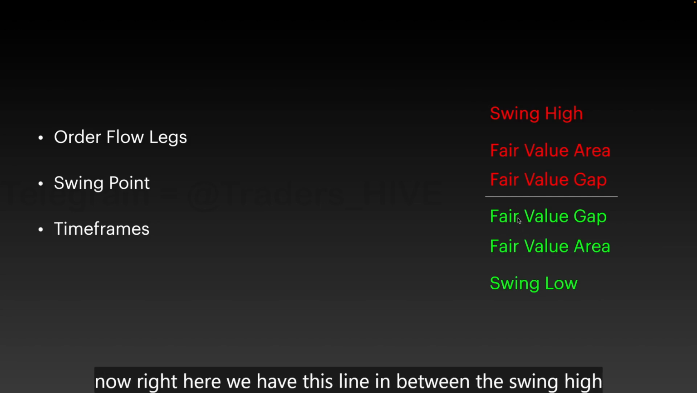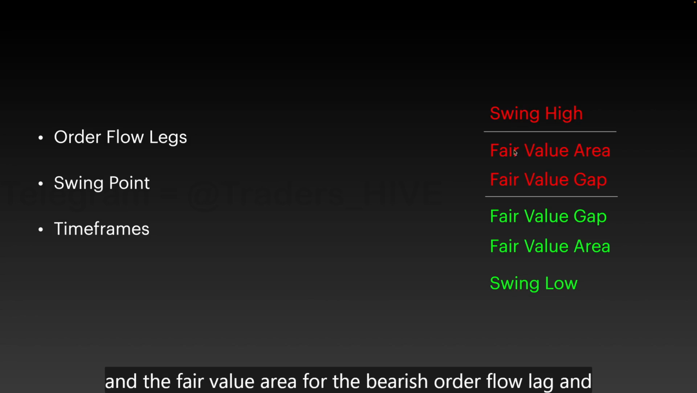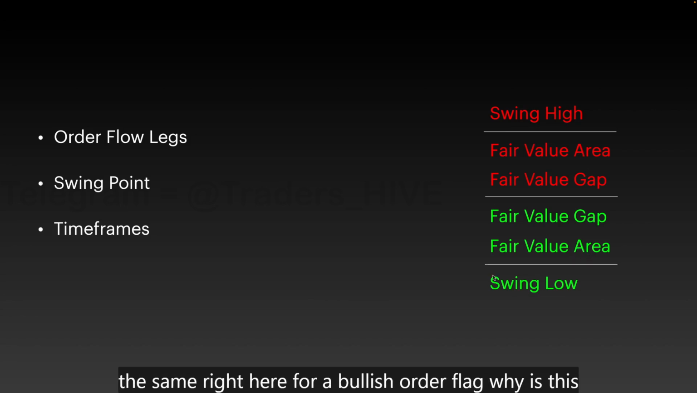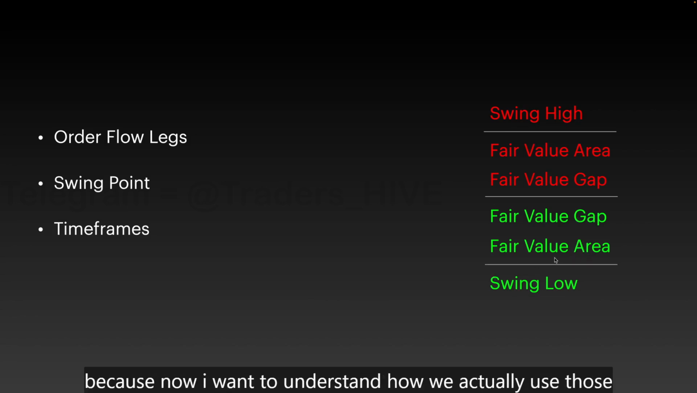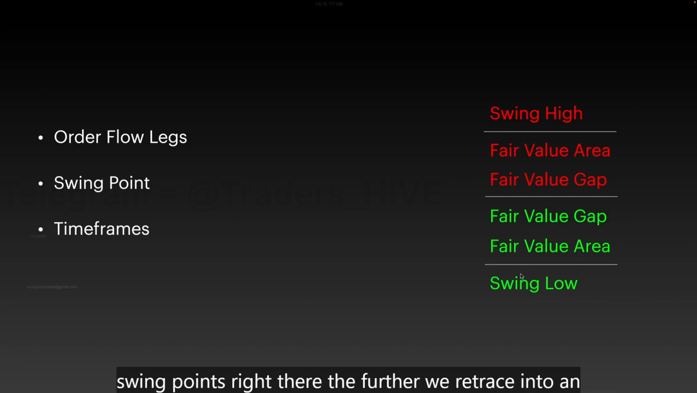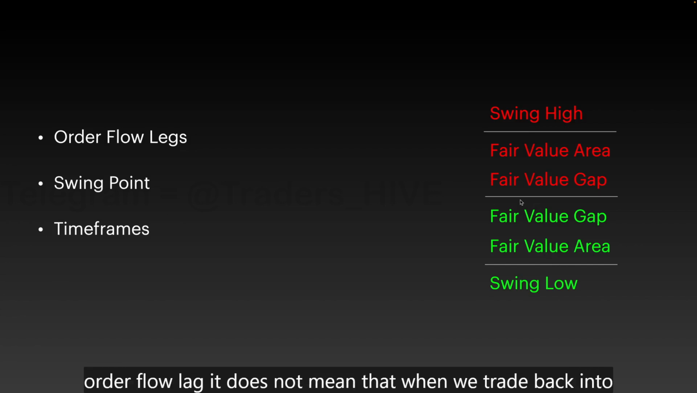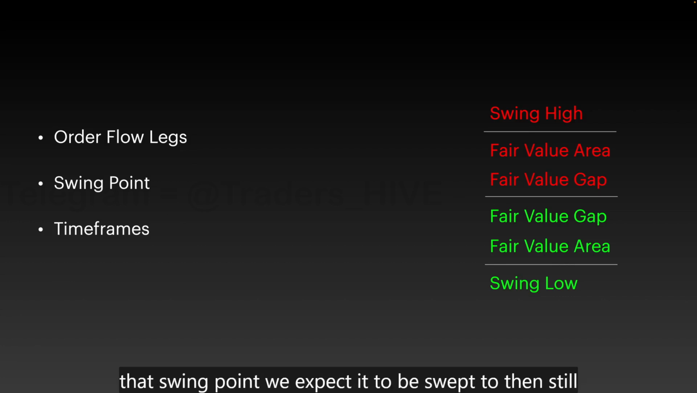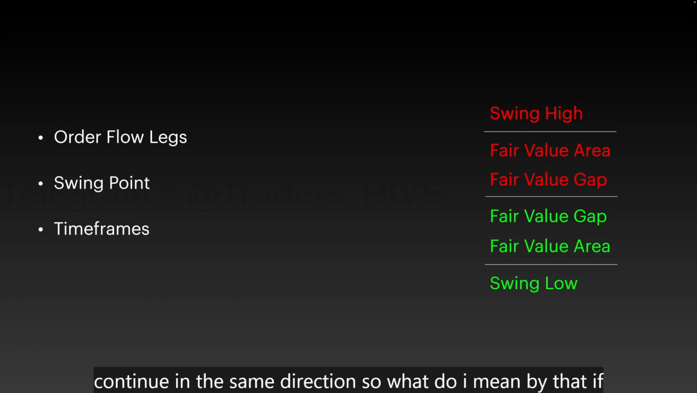Now, right here, we have this line in between the swing high and the fair value area for the bearish order flow lag, and the same right here for a bullish order flow lag. Why is this? Because now I want to understand how we actually use those swing points. The further we retrace into an order flow lag, it does not mean that when we trade back into that swing point, we expect it to be swept to then still continue in the same direction. So what do I mean by that?